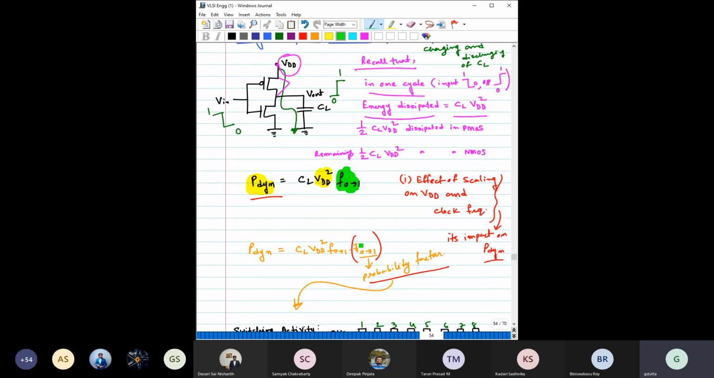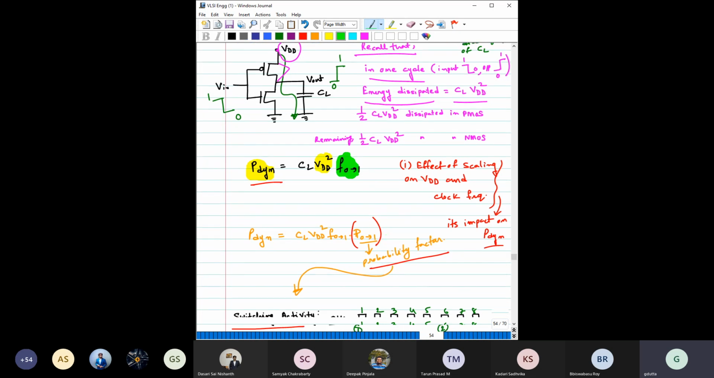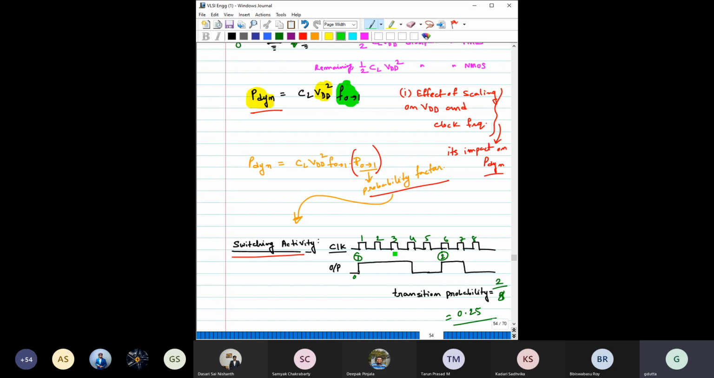From here we also introduced one more term, which is the probability factor, because not all the inverters present in an IC will be fed with the same clock. If for some inverter the change in output is not at the same rate as the change in the input clock, we have to introduce a probability factor. This can also be called the switching activity.